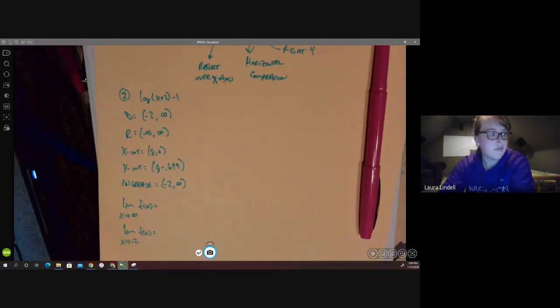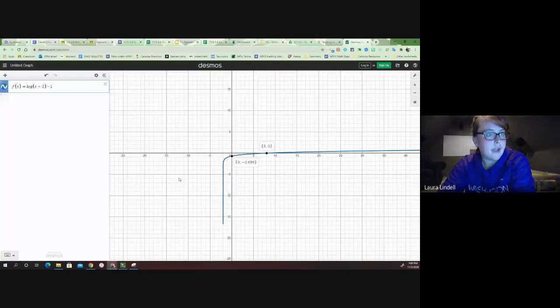And so from the graph, we saw that as x goes to positive infinity, f of x is also going to infinity. As x goes to -2, f of x is going to negative infinity, because that's where it plunges downward.